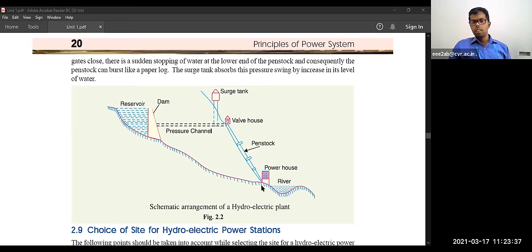Then this is the penstock. It will again go to the second stage of the dam, or to the river. Up to this, any doubts?